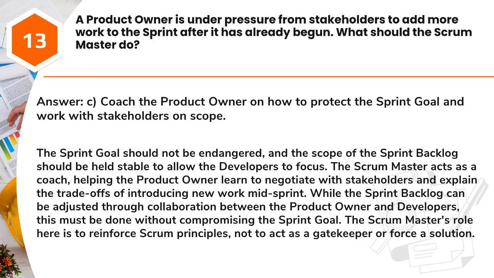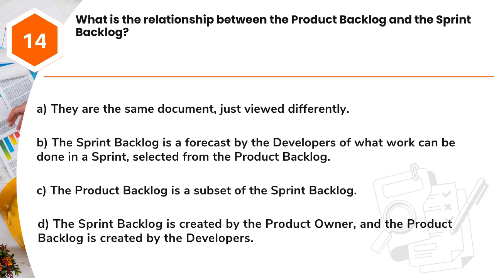Question 14. What is the relationship between the product backlog and the sprint backlog? A. They are the same document, just viewed differently. B. The sprint backlog is a forecast by the developers of what work can be done in a sprint, selected from the product backlog. C. The product backlog is a subset of the sprint backlog. D. The sprint backlog is created by the product owner, and the product backlog is created by the developers.